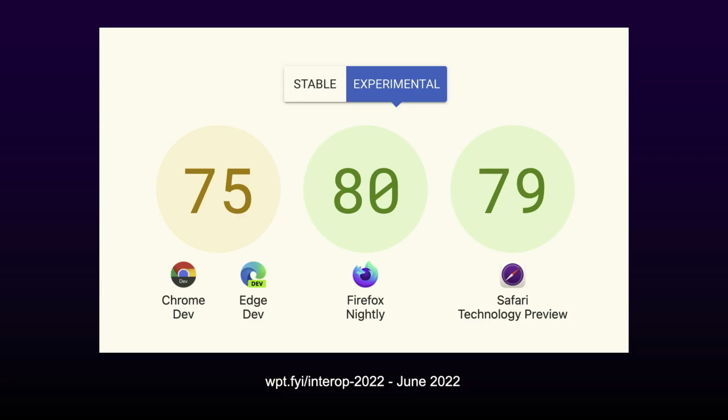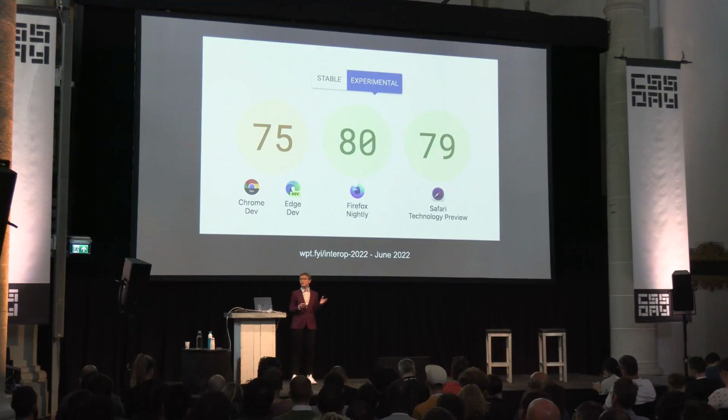Now, these are the experimental browsers. So we've got Chrome Dev, Firefox Nightly, and Safari Technology Preview. And you can toggle and have a look at the scores for the stable version, so the actual shipping versions with features there that users can actually get their hands on. So these are the current scores. And obviously this is changing all the time, but you can follow along.